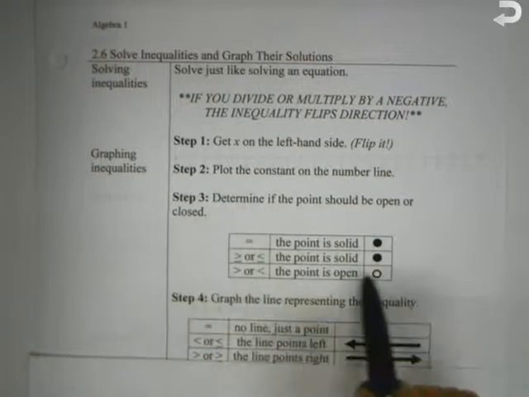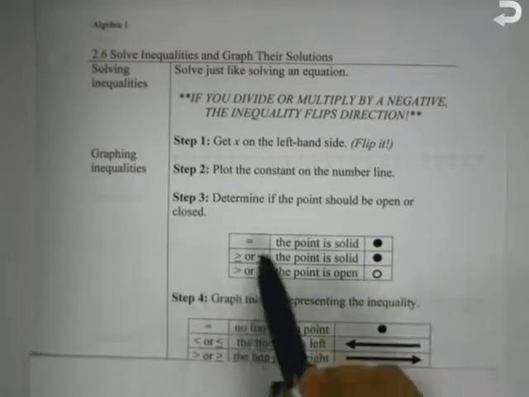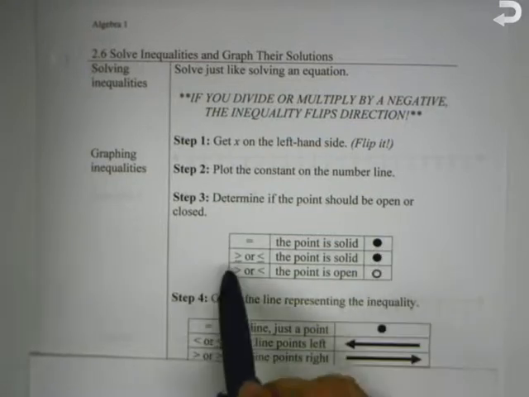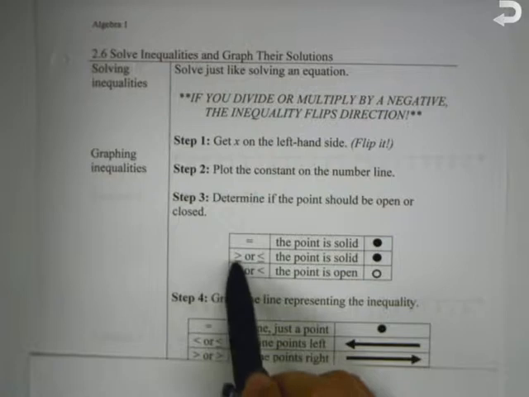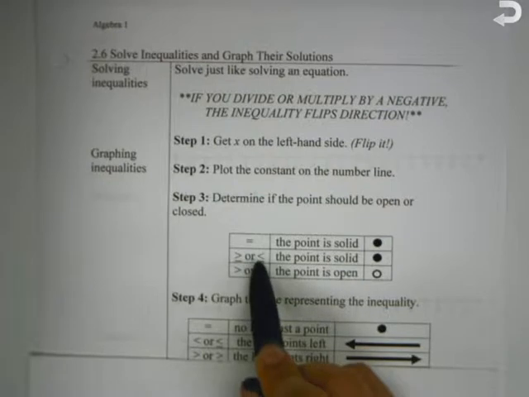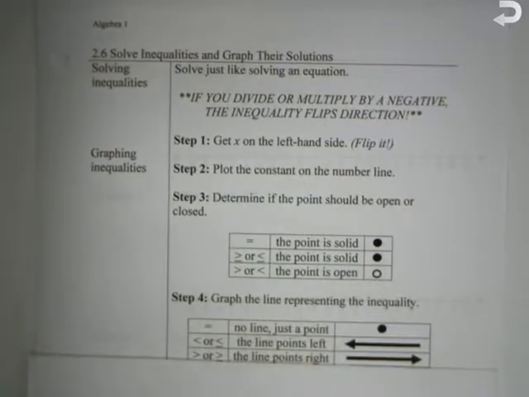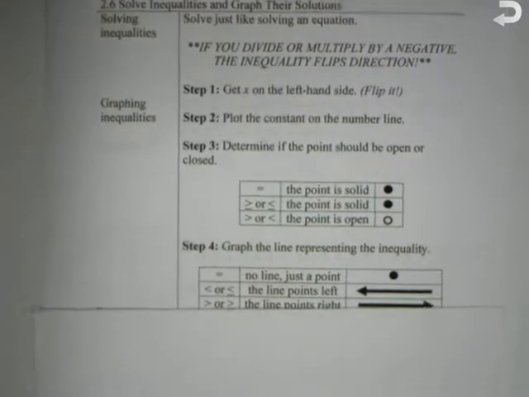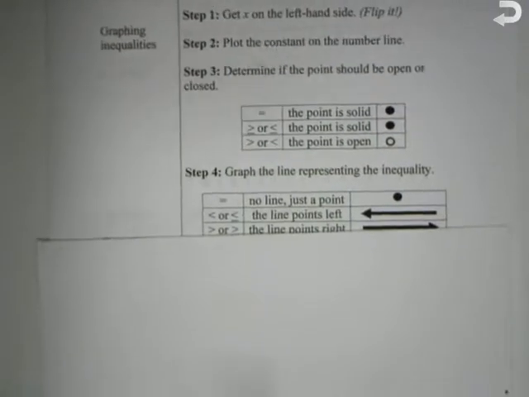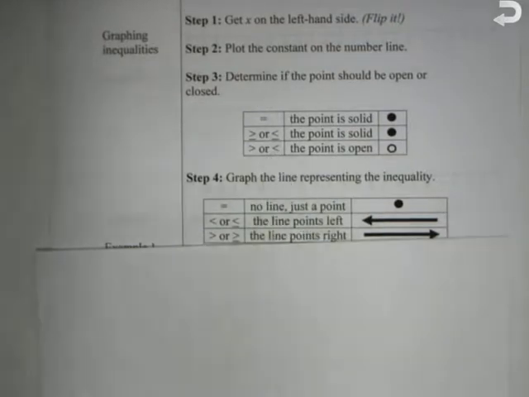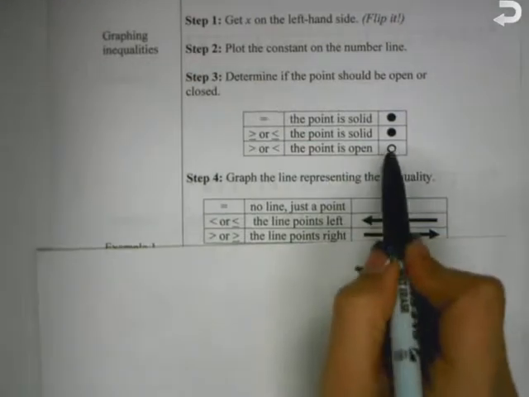So I made a little chart for us to remember. If we have just an equal sign, we just have a solid point. If we have greater than or equal to or less than or equal to, you also have a solid point because the answer can be equal to that point. If it's just a greater than or a less than, you can't touch that point, so we put a fence around it. So we have an open dot.